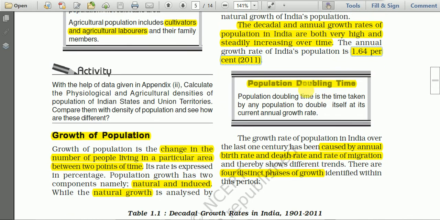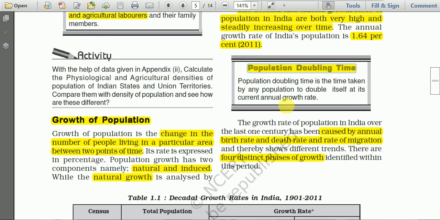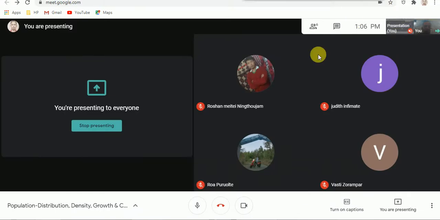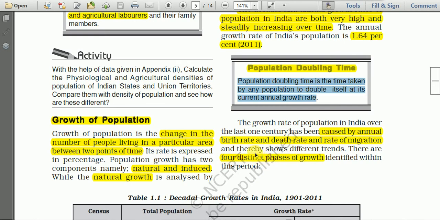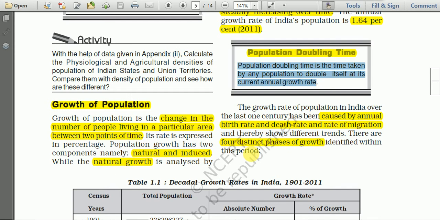And the meaning of doubling time of population we have already discussed in the previous lessons. Population doubling time is the time taken by any population to double itself at the current annual growth rate. Say the population of a country is 1 million in 1991. Then in 2001, if the population becomes 2 million, that means the population is double within 10 years. So this 10 years is the population doubling time, as we discussed earlier.